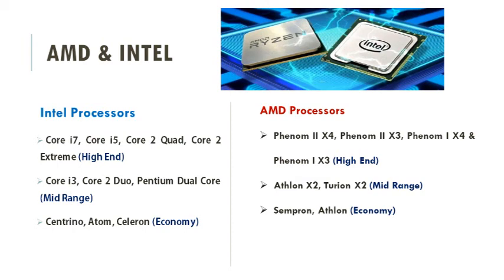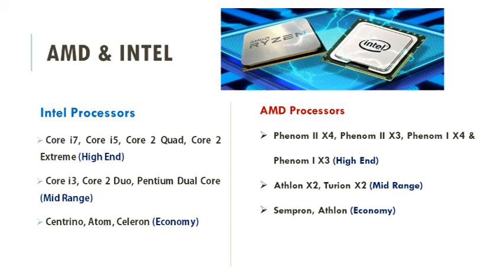Now we have the mid-range processors. Here we have the Core i3 processor and Core 2 Duo. Under the mid-range processors from AMD, we have the Athlon II. The final one is the economy processors. We have the Centrino and the Atom from Intel. From AMD we have the Sempron, then Athlon, etc. So these are the different types of economy processors, and these are the major divisions of the processor types.